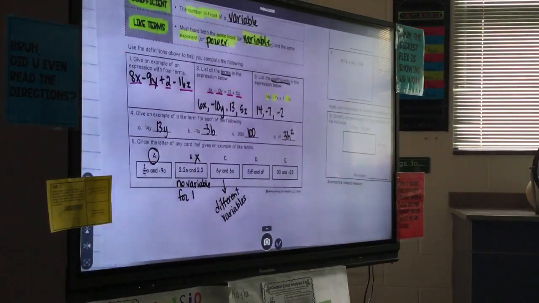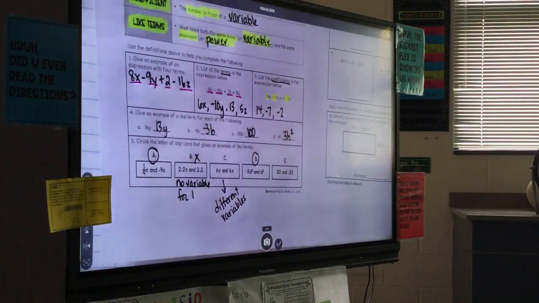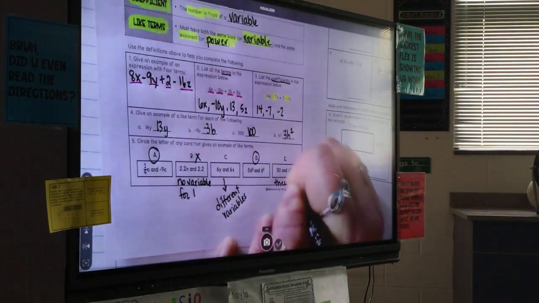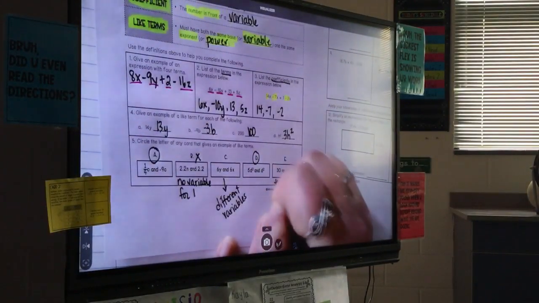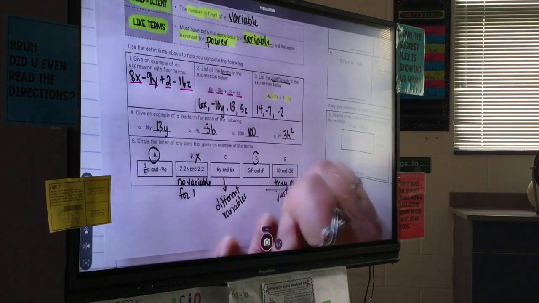What about D? Yes. Why? Yeah, the same variables. Same variables and same what? Yes. And the last one, E. Why? Because they have the same, so they are just what? Numbers, and the mathematical word for just numbers is constants.